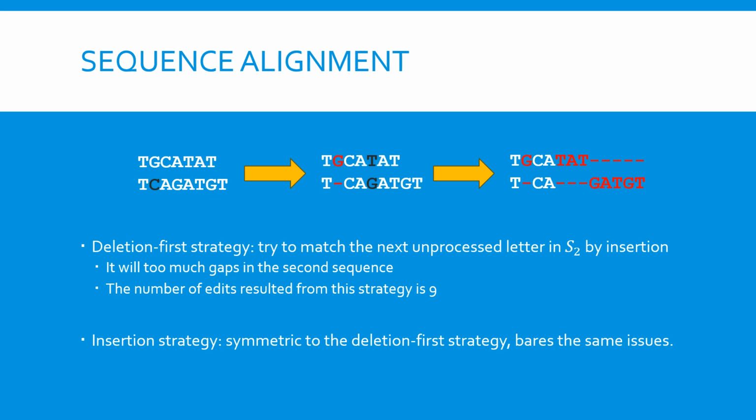Due to the symmetry of the problem, we can infer that the insertion-first strategy would also fail to provide an optimal solution. In conclusion, no simple greedy strategy can correctly solve the sequence alignment problem, and we will turn to dynamic programming for a better solution.